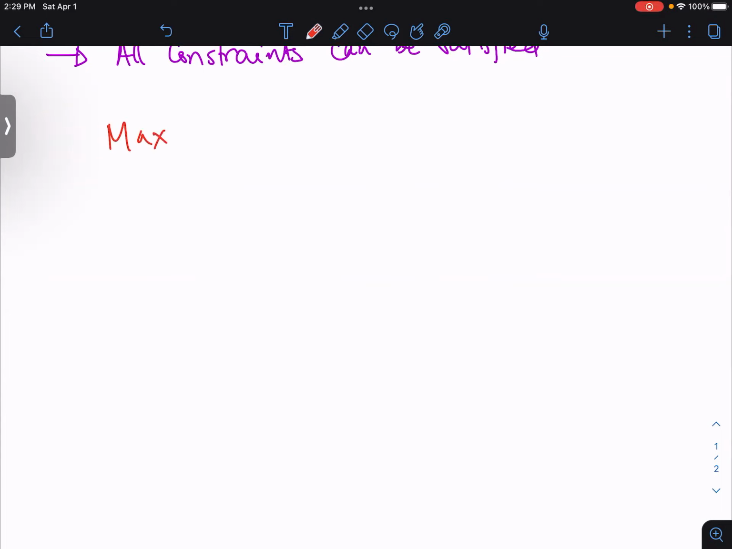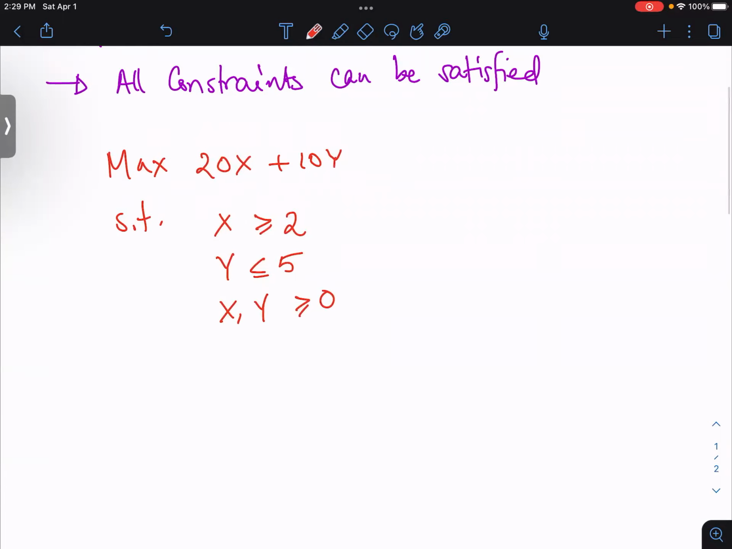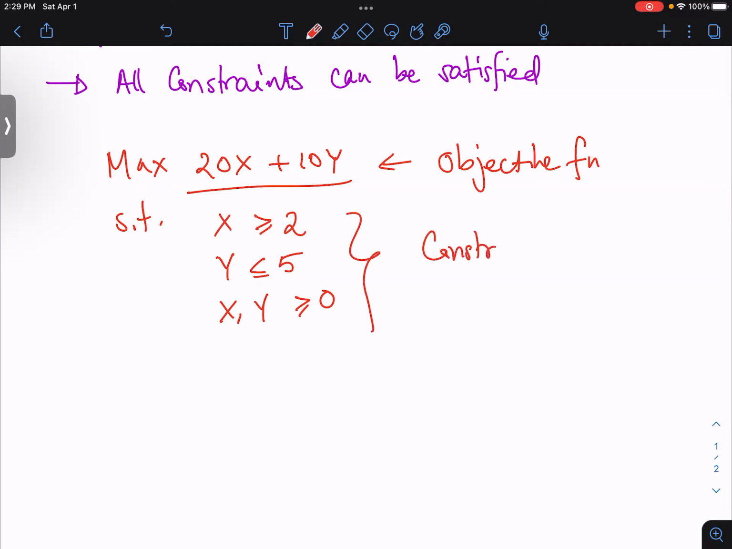The first one was this: maximum of 20x plus 10y such that x greater than or equal to 2, y less than or equal to 5, and x, y greater than or equal to 0. So this was the problem. This is my objective function, and these are the constraints. We have four constraints: x greater than or equal to 2, y less than or equal to 5, x greater than or equal to 0, and y greater than or equal to 0.